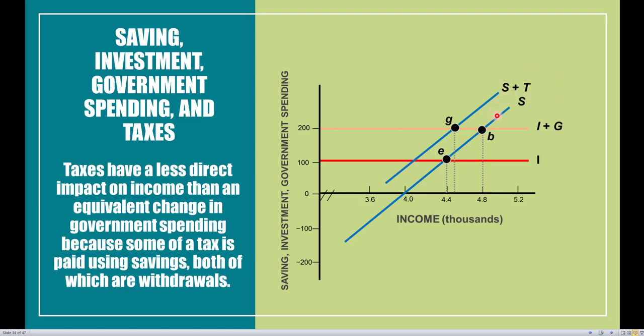So here, you wouldn't expect the full multiplier effect. You wouldn't expect a $100 increase in taxes to decrease our income by $400 because we notice that government spending is affected by the multiplier, while taxes do not get that full direct impact. Because of this, taxes have a less direct impact on income than an equivalent change in government spending because some of a tax is paid using savings, both of which are seen as withdrawals. And we're going to work through a little bit of an example with this using a few mathematics.